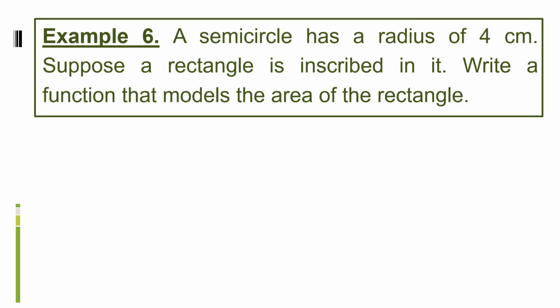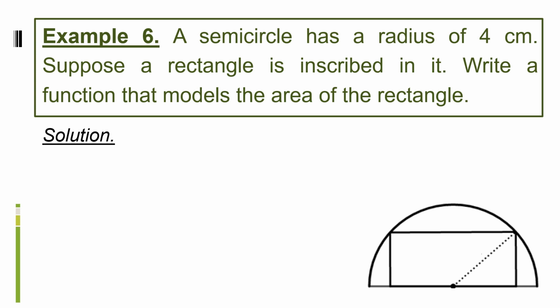A semicircle has a radius of 4 centimeters. Suppose a rectangle is inscribed in it. Write a function that models the area of the rectangle. So, tignan muna natin ano yung itsura ng ating problem. So, meron tayo ditong semicircle, tapos may naka-inscribe na rectangle.